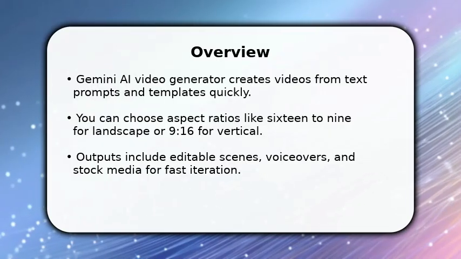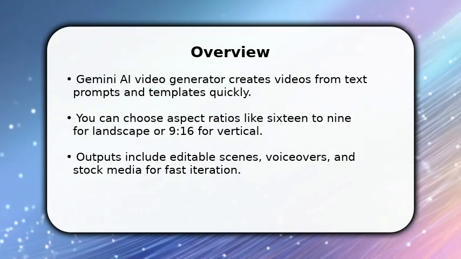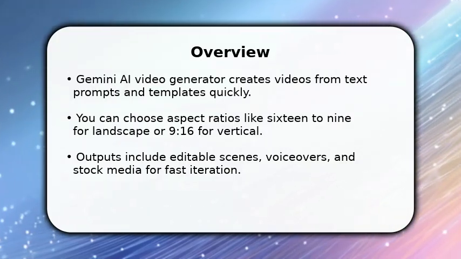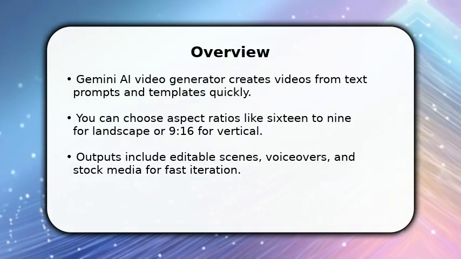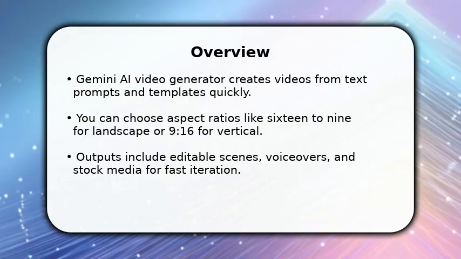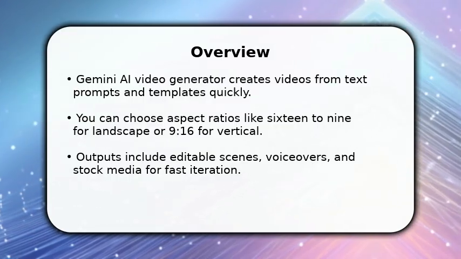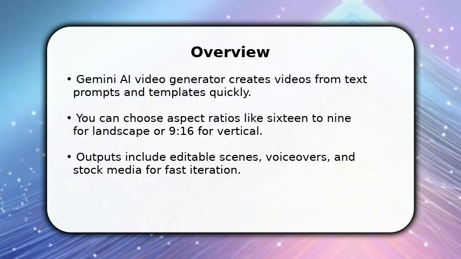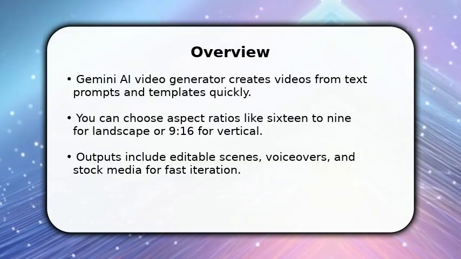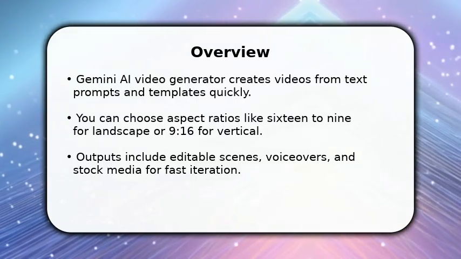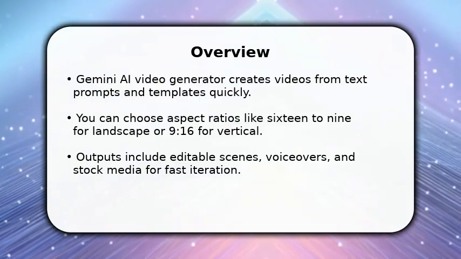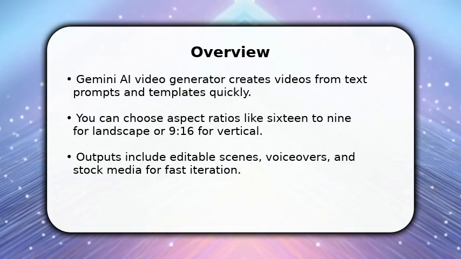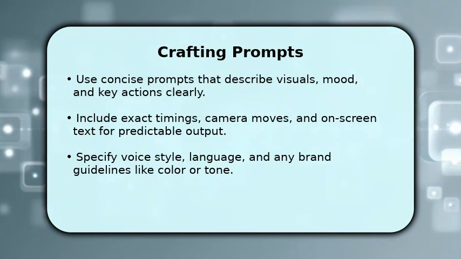In this video, I will explain how to use Gemini AI video generator. Start by signing in, then pick a template that matches your goal, such as promo, tutorial, or social short. Enter a clear prompt describing visuals, tone, and pacing, and choose aspect ratio and duration. Add voiceover options or upload audio, then tweak scenes, replace stock clips, and export when you are happy with the pacing and look.